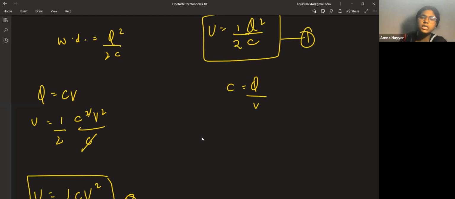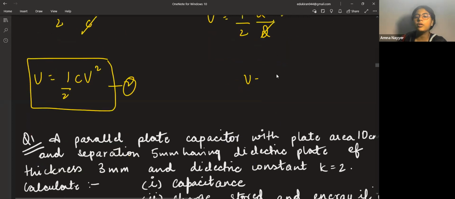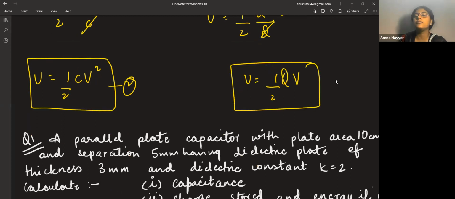We'll substitute this. So U is equal to half. This becomes Q squared. And instead of C, we can write Q by V, right? So Q Q will be cancelled. So one more formula of potential energy we have obtained is half QV. So this is the third formula.